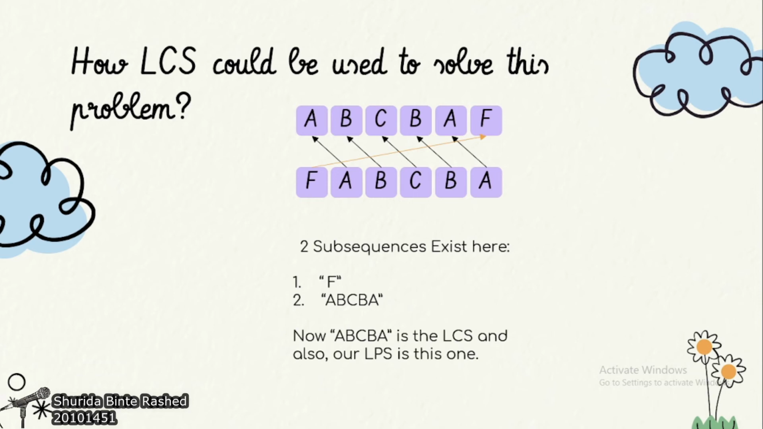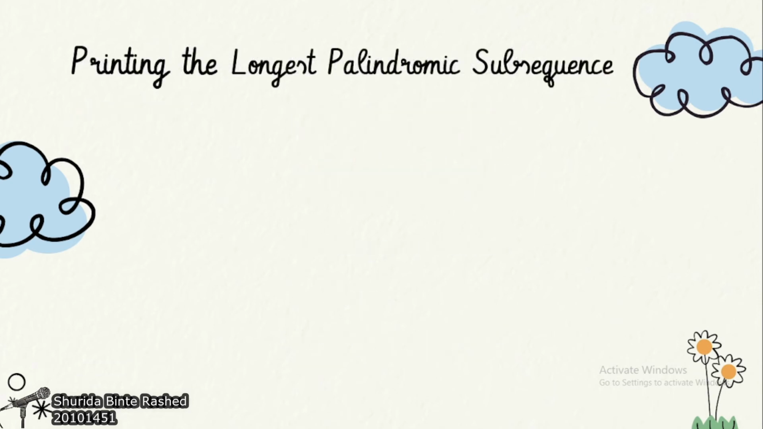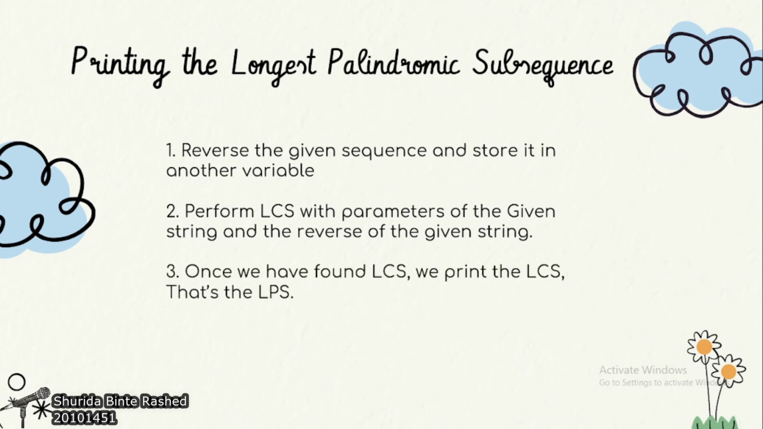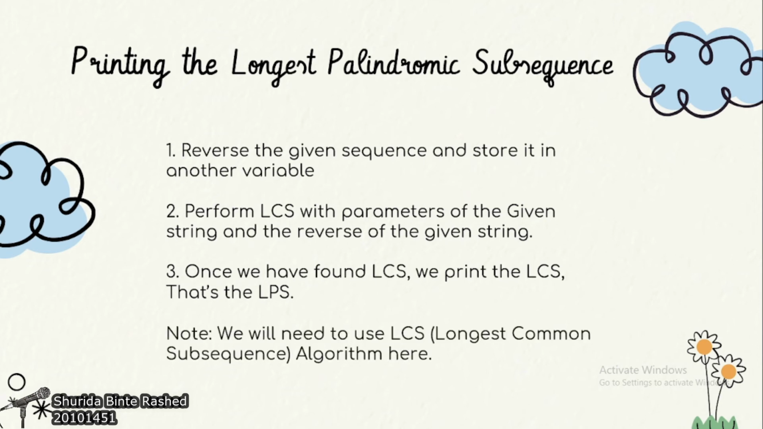For printing the LPS, firstly we need to inverse the given sequence and store it in another variable. Then perform the LCS with parameters of the given string. We will get the reverse version of the string. Lastly, after finding the LCS, we will print it, and that will be our desired LPS.